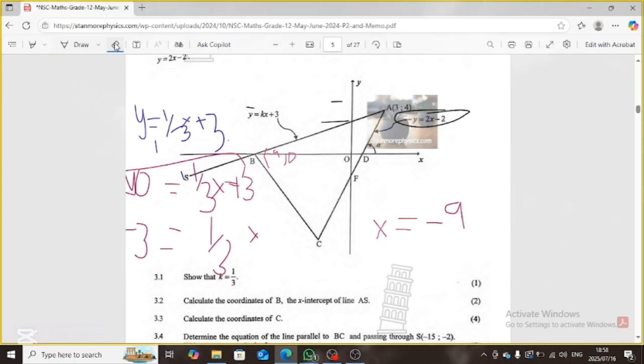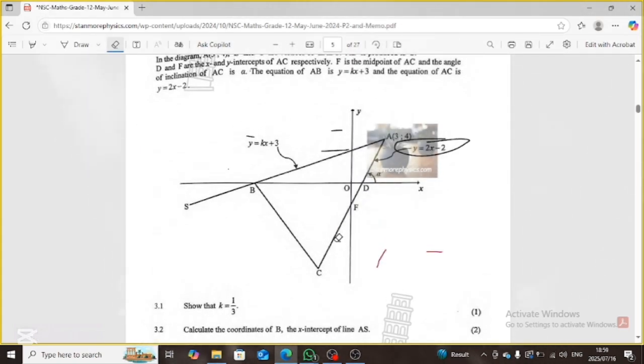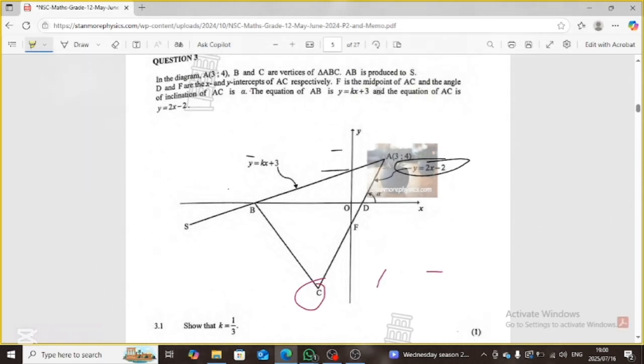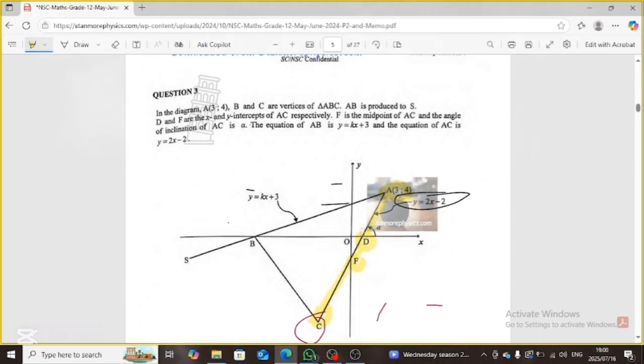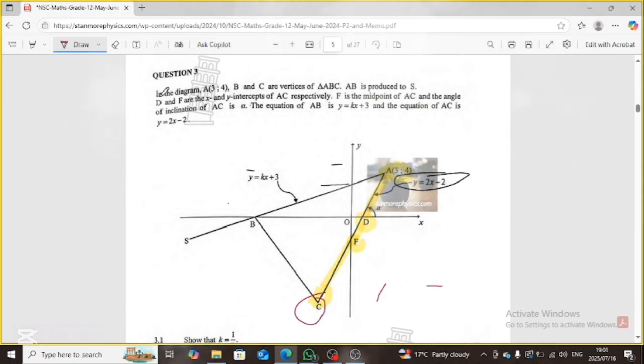Question 3.3, we are supposed to find the coordinates of C. First things first, let's look at where C lies on the diagram, and which equation of a straight line we are supposed to use. The equation of the straight line where C lies is y equals 2x minus 2, whereby in this straight line we have D as the x-intercept and F as the y-intercept. As the statement reads, D and F are the x and y-intercepts of line AC respectively.